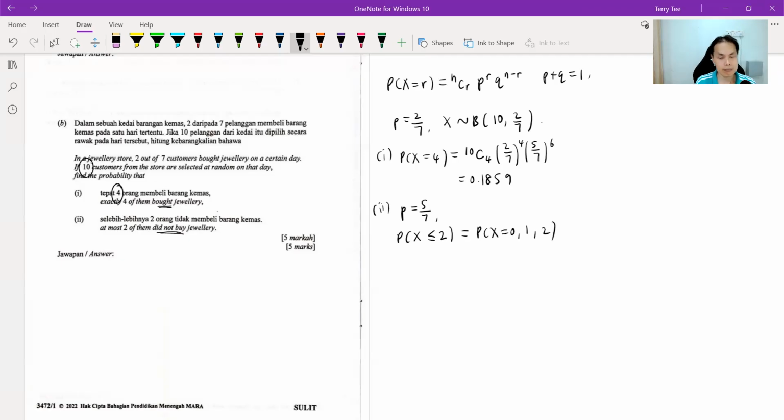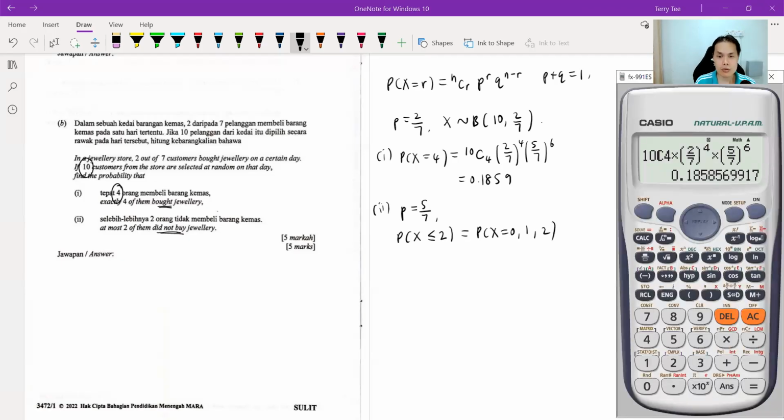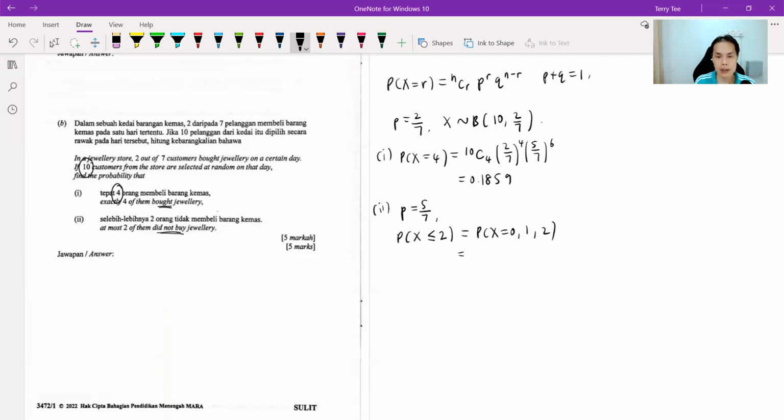Now here again, I have many ways to show you. Now you can choose to do the slow way. Slow way means we take out of 10, I choose none, 0. P is 5 over 7, power 0. Q is now 2 over 7, power 10. Now remember, 10 minus 0 is 10. Then you add 10C1, 5 over 7 power 1, 2 over 7 power 9, and 10C2, 5 over 7 power 2, 2 over 7 power 8. Okay, I'm going to use this calculator first.